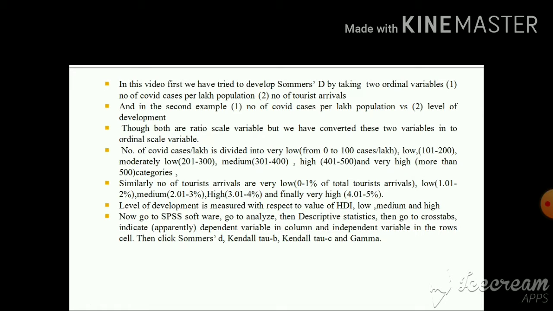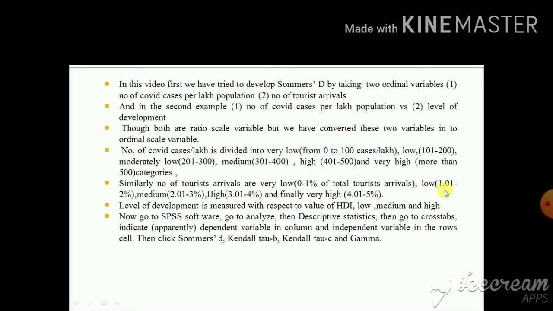population. So in this way, this is a hypothetical example. We have categorized the number of cases in terms of some ordinal ranking. Similarly, number of tourist arrivals are very low, that is 0 to 1% of total tourist arrivals is taken as very low.